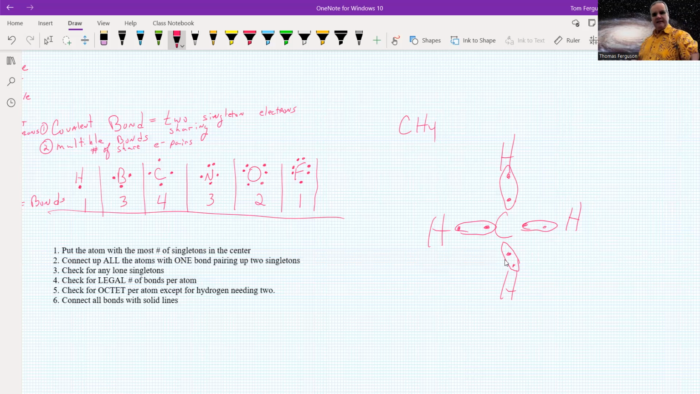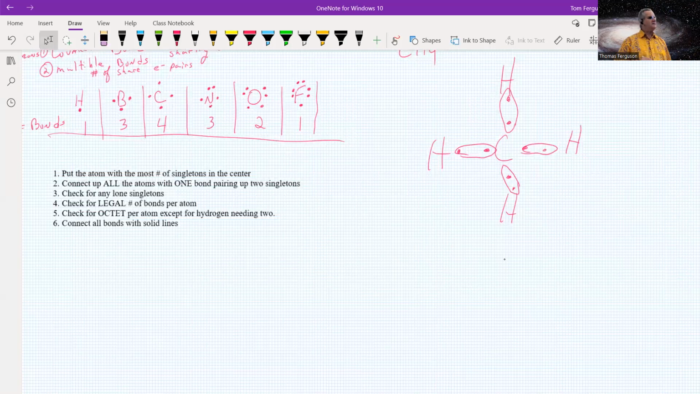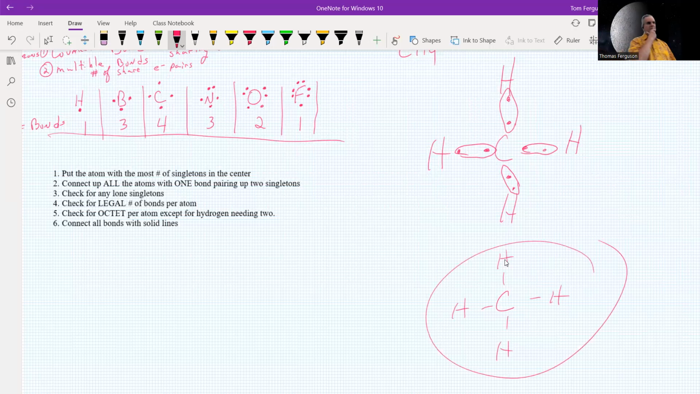The next thing is you take the dots and convert them to lines. Okay, so that's a Lewis dot structure for methane. Okay, so any questions about this guy? Again, that's about the simplest Lewis structure you can have. So I'm going to erase this because I want to keep the rules and everything on the left there.